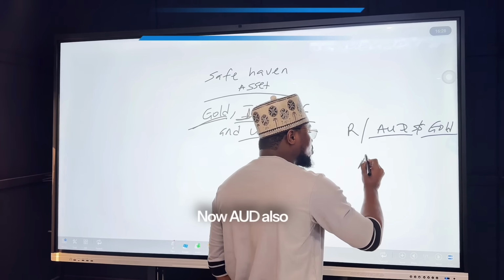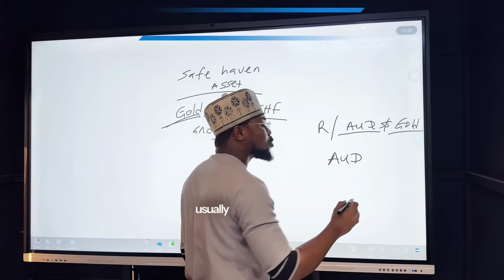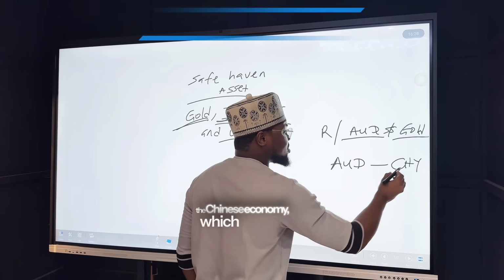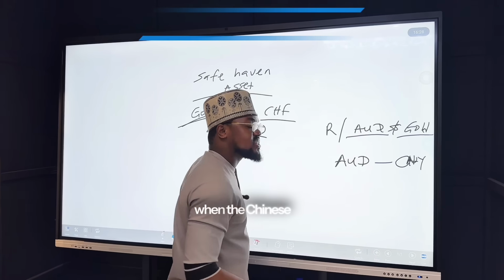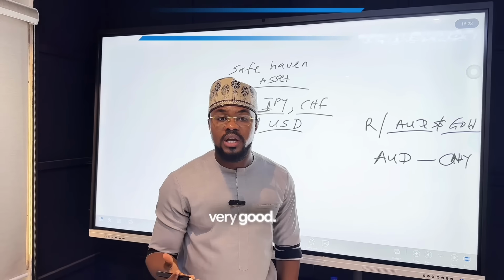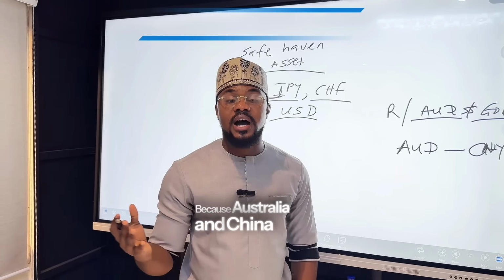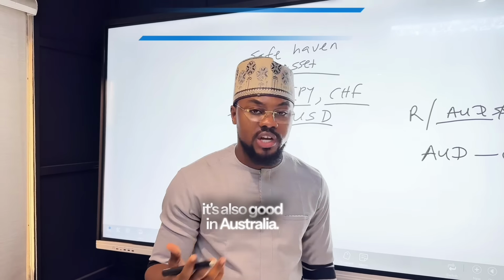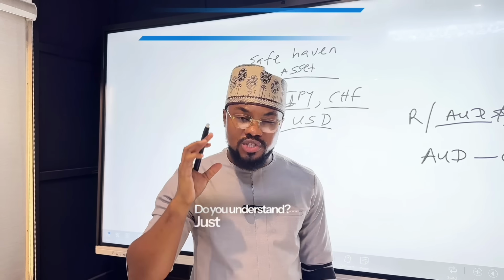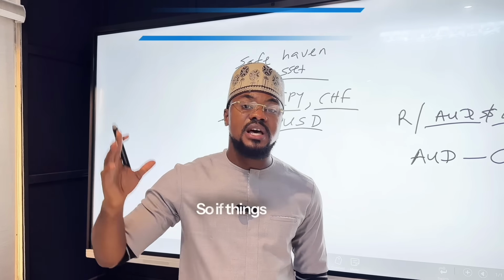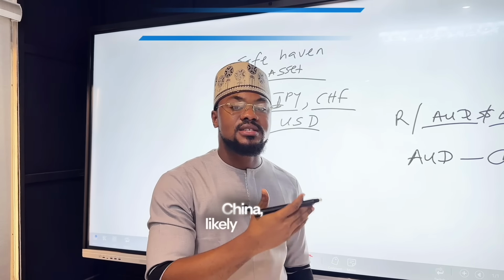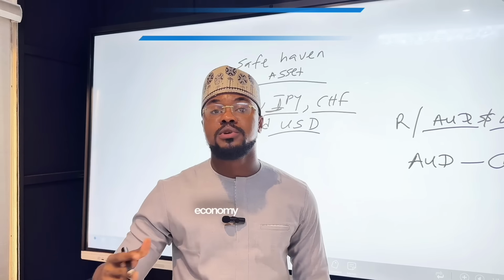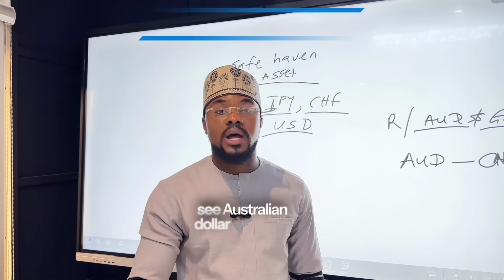Now, AUD also usually strengthens when the Chinese economy, which is CNY, is very good, because Australia and China are very good trade partners. So whenever it's good in China, it's also good in Australia. Do you understand? Just remember that they are trade partners. So if things are going well in China, likely things are also going well in Australia. So whenever you notice the China economy is booming, that's when you see the Australian dollar pumping aggressively to the upside.